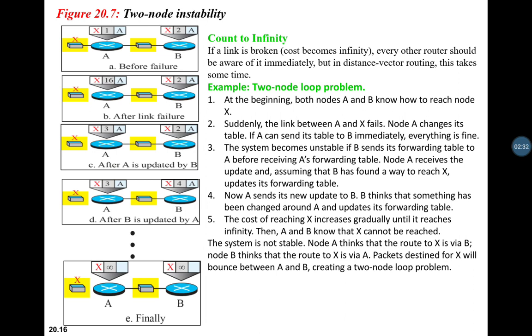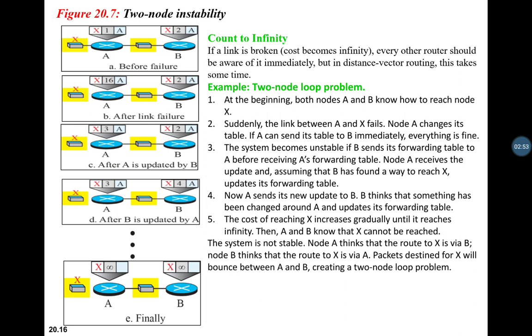Now A sends a new update to B. B thinks that something has changed around A and updates its forwarding table. As a result, the cost of reaching X increases until it reaches infinity. Then A and B know that X cannot be reached. Thus the system is not stable.